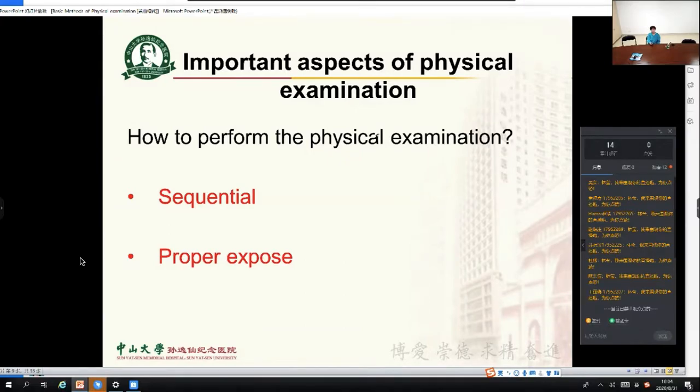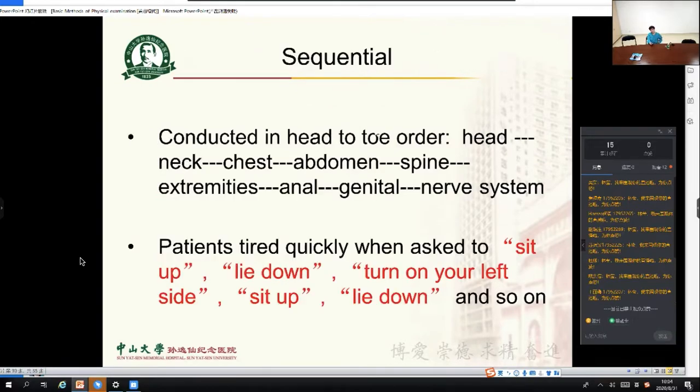So also, how to perform the physical examination. There are some important aspects that we need to pay attention to. We need to perform the physical examination in sequence. So this is what we call sequential, and also properly expose the patient. What's the sequence? We need to conduct the examination in head to toe order. So first is the head, and then neck, chest, abdomen, spine, extremities, anal, genital, and nervous system.